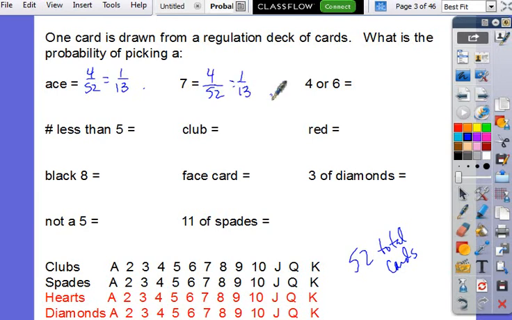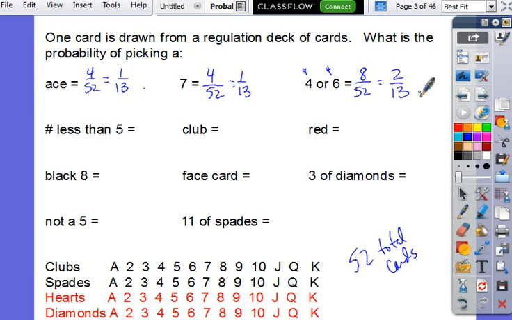1 over 13. Now when it says or, what do we normally do? Add. We're going to add something up. How many 4s do I have? 4. So I've got 4 of those. How many 6s do I have? 4 of those. That's 8 out of 52, so that's 2 over 13. 2 over 13.